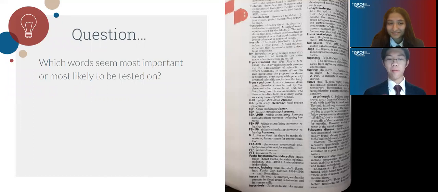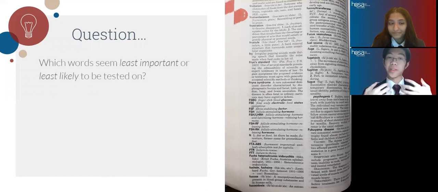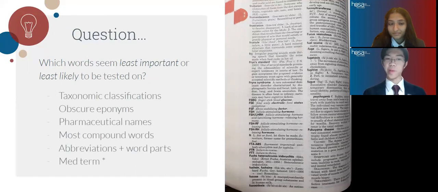So from my lens as someone who's taken the test extensively and studied the book, I will always ask another question, an opposite question of this. Instead of what's most important or most likely to be tested on, I look at deduction. I look at what's least important and least likely to be tested on here. So things that are least likely to be tested on in terms of medical spelling might be your taxonomic classifications, so species names like those listed on the side there, obscure eponyms, literally anything that a quick Google search couldn't tell you what it is. You don't really need to worry about things like that.